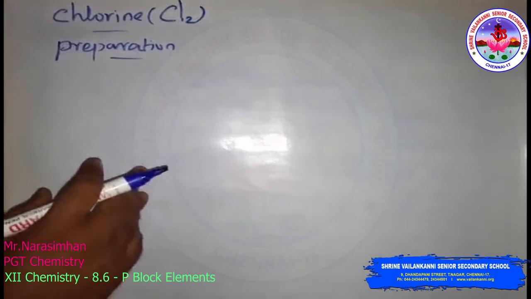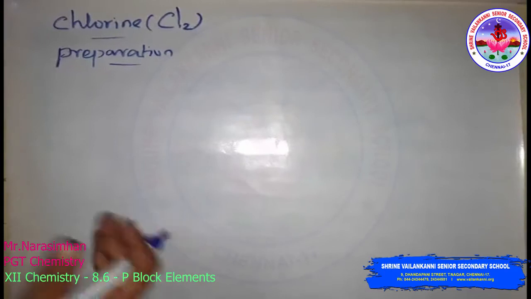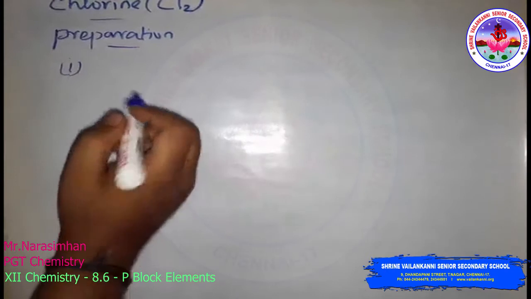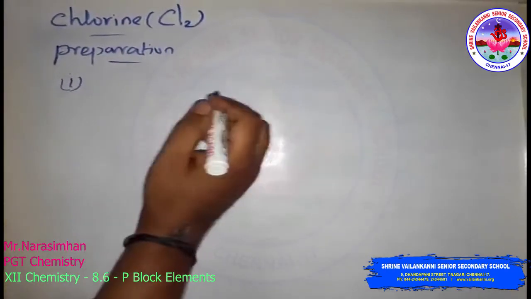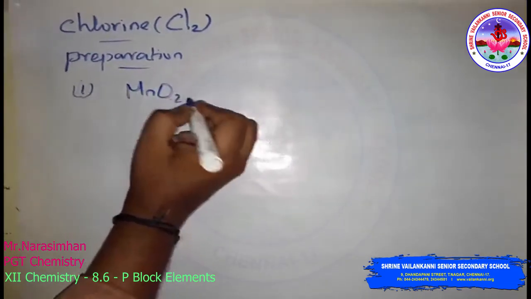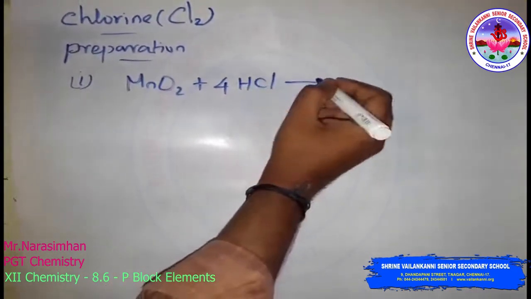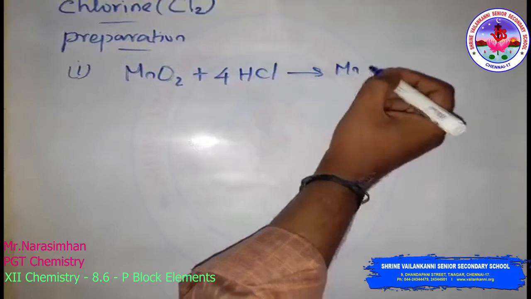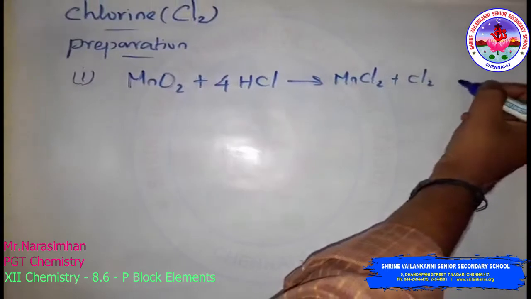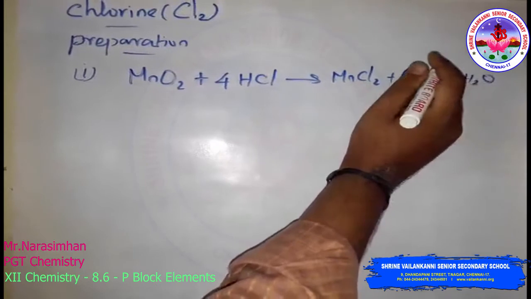Then by action of potassium permanganate with hydrogen chloride to get chlorine gas. First we will see, by heating of manganese dioxide with concentrated hydrochloric acid. The manganese dioxide treatment with 4 moles of HCl gives manganese chloride MnCl2 and chlorine and water. So this is the preparation method of chlorine.